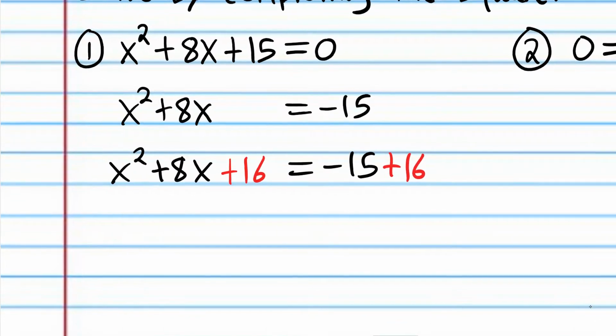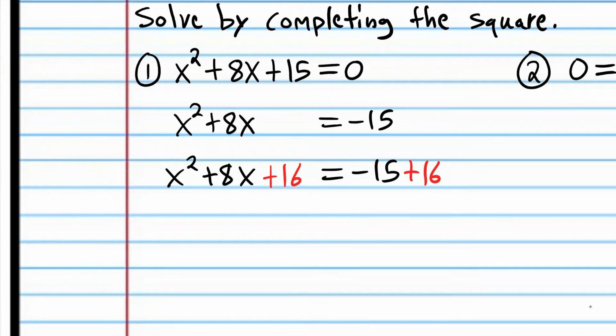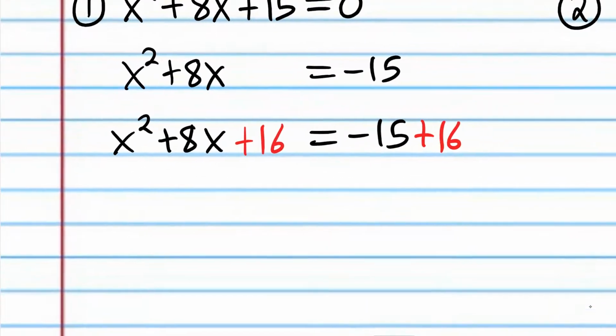And you might be thinking, whoa, wait a second. Where'd the 16 come from? Where'd you get that number? Well, we'll talk about that later on. But the reason that I added 16 is because it completes this. This is now a perfect square. It's what we call a perfect square. And you're going to see why that is.